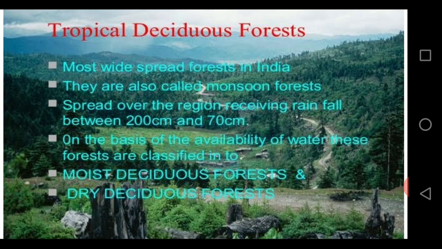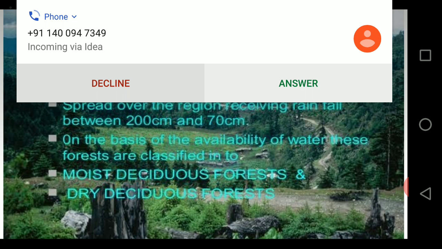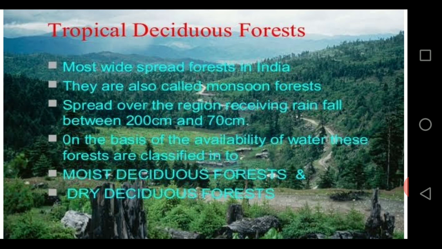The next type of forest is tropical deciduous forest. Deciduous forest is widespread. The maximum amount of forest which we find in India is deciduous. It is also called monsoon forest, because it grows due to the monsoon received by India. It is spread over the rainfall receiving region of 200 to 70 centimeters. This is the rainfall requirement for these forests.